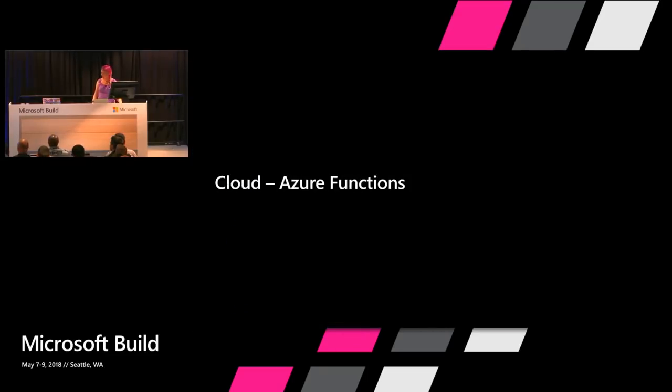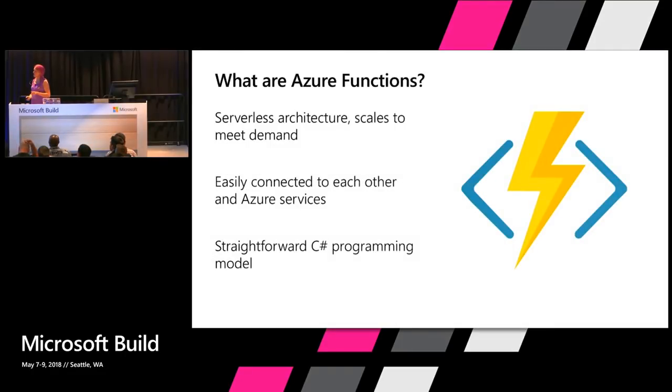Now, I kind of got things out of order a little bit because I forgot to tell you what functions were first. So does everyone here know what Azure Functions are? OK, some people didn't. The quick summary is they're a serverless architecture, so you can write a function, upload it into the cloud, and then it scales out depending on how much it's being called. They're super easy to connect to each other and to various Azure services like queues and blob storage and so on. And there's a very straightforward C# programming model that you just saw. But you can also use it with other languages, just not in VS for Mac.